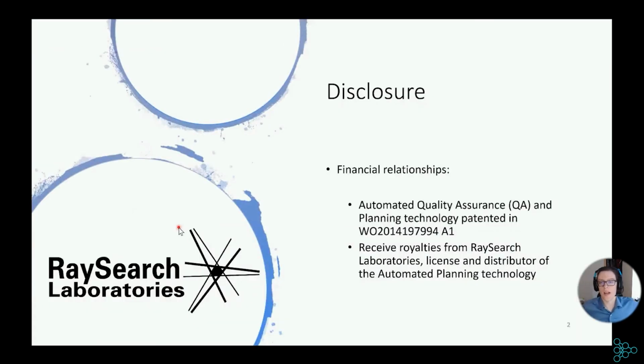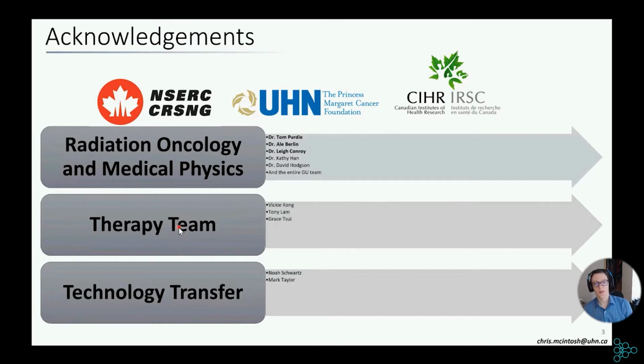Okay, so first, financial disclosure. This work has been patented, and we also receive royalties from Research Laboratory, the licensee and distributor of our automated planning technology. And acknowledging that this work would definitely not be possible without a very large team and funding from NSERC, the UHN Princess Margaret Cancer Foundation, CIHR, as well as really a lot of doctors and technical clinicians and tech transfer people across the hospital. And of course, all the awesome students in my lab.